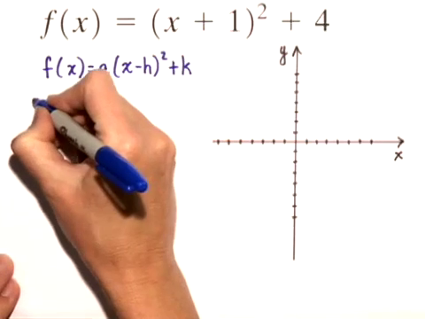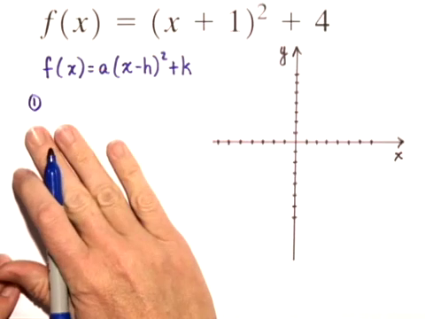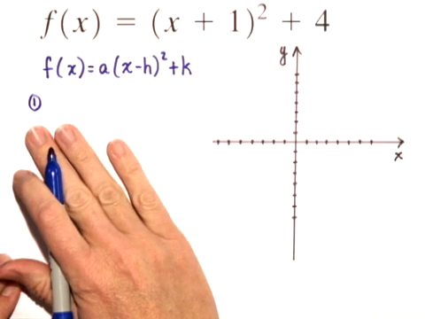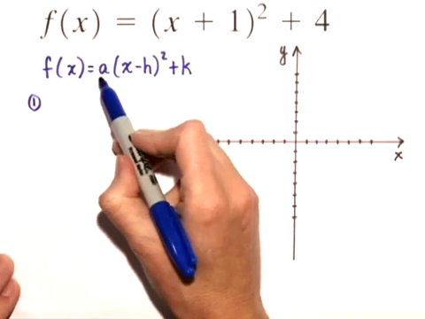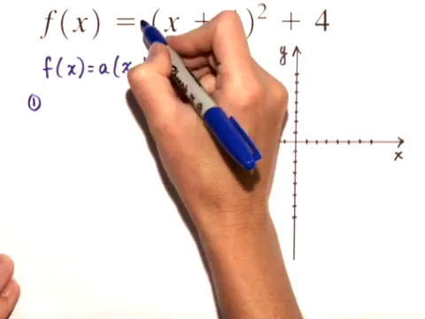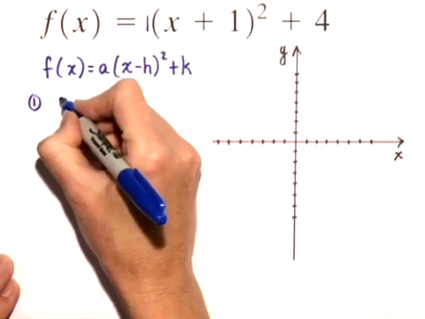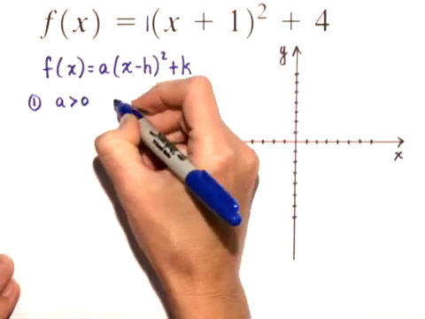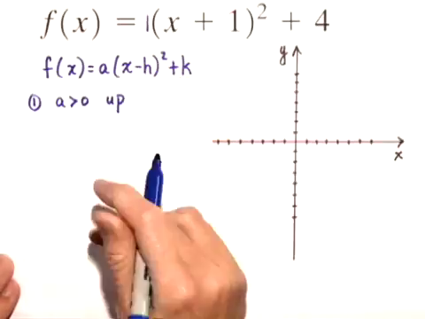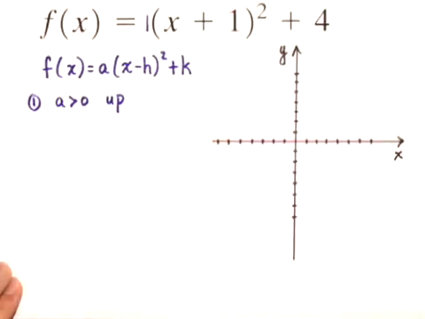So first, let's determine whether this parabola opens up or down. Since our a is really a 1, which is positive, since a is greater than 0, we know that this quadratic function or parabola opens up.